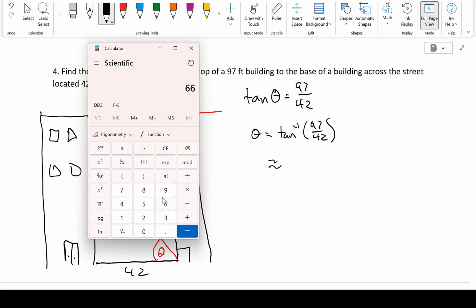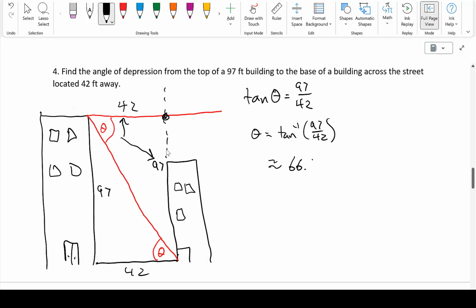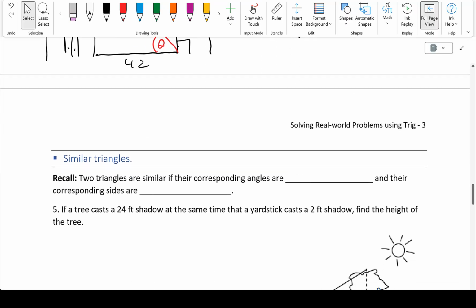So we've got 97 divided by 42. We're going to get that value and then toss it inside our tan inverse. Comes out to 66.6 degrees for our angle. So the angle of depression is approximately 66.6 degrees.